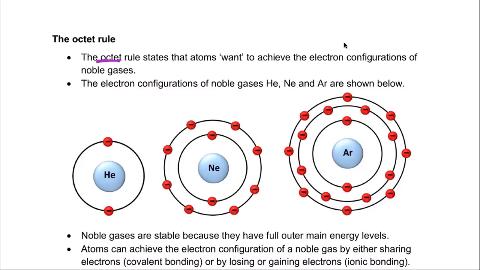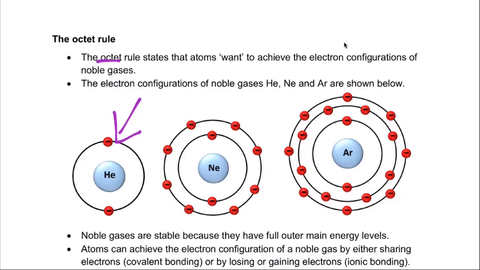So the reason that most of them are 8 is because that is what a stable outer shell would have. There are a couple exceptions. Helium and hydrogen only will have 2, but everything else is going to be 8. Okay, and the reason for hydrogen and helium are only 2 is because they only have that first energy level, and remember that can only hold a maximum of 2 electrons.